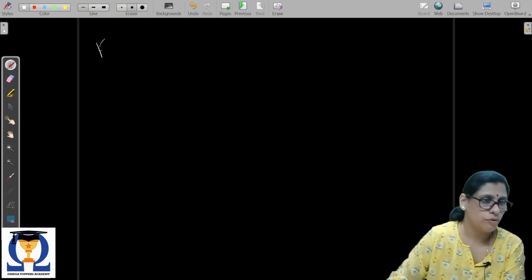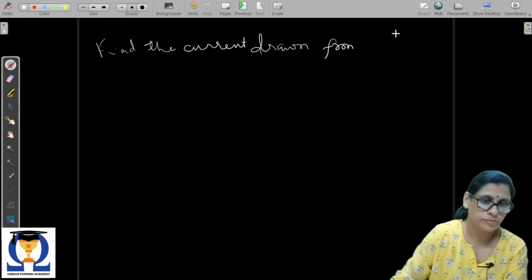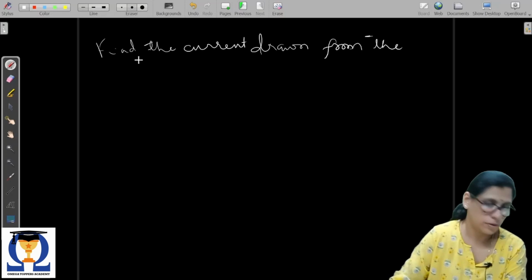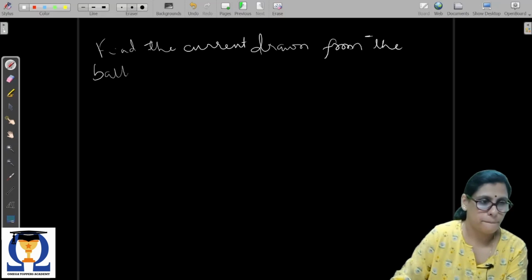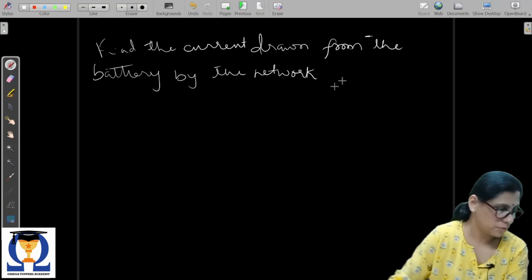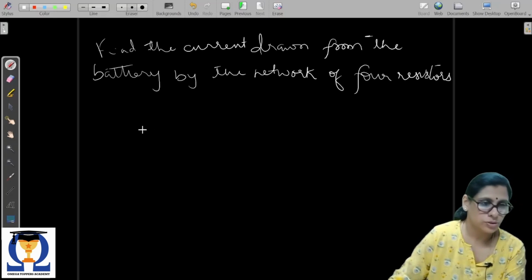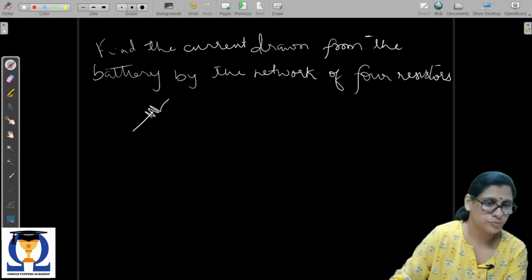Next problem is, find the current drawn from the battery by the network of 4 resistors. So the given network is like this.